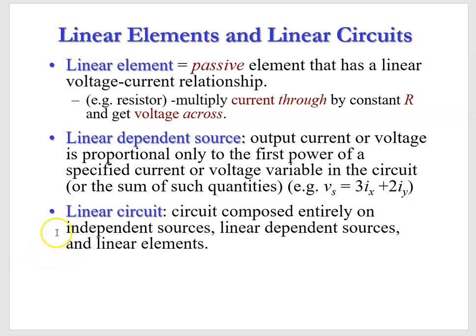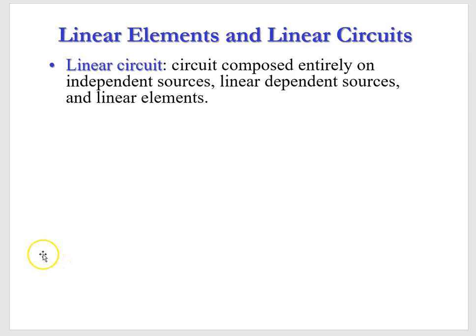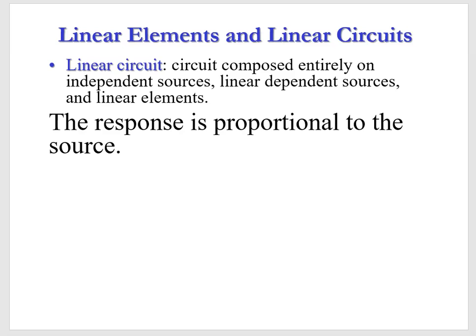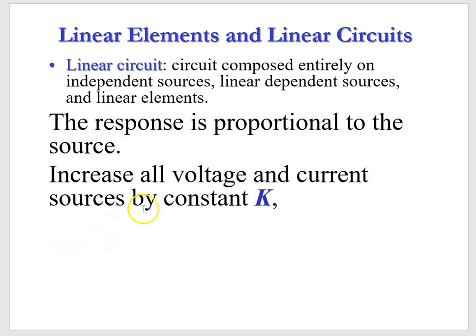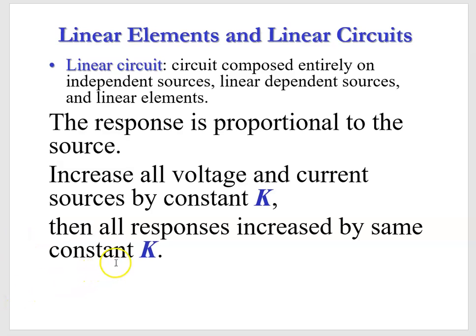So a linear circuit is composed entirely of independent sources. We can additionally have independent voltage or current sources, linear dependent sources, and linear passive elements. So that's our linear circuit. As we've just defined, the response in our linear circuit is going to be proportional to the source. So if we increase all the voltage and current sources by some constant K, then all the responses in the circuit will be increased by that same constant K.